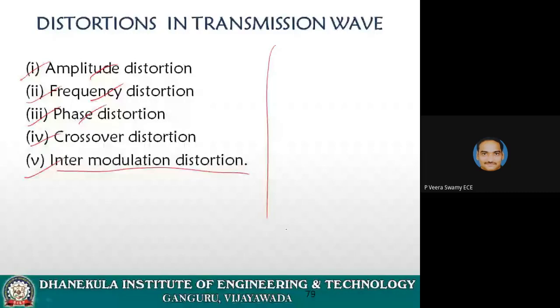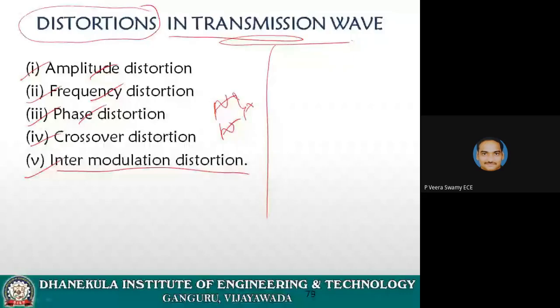That means these are the main distortions in a transmission line, not in the circuits. In a transmission line or transmission wave: amplitude, frequency, phase. We know about all these 3, but crossover is this: one signal, and of course another signal. If these 2 signals get distorted in a single line, that is nothing but crossover.